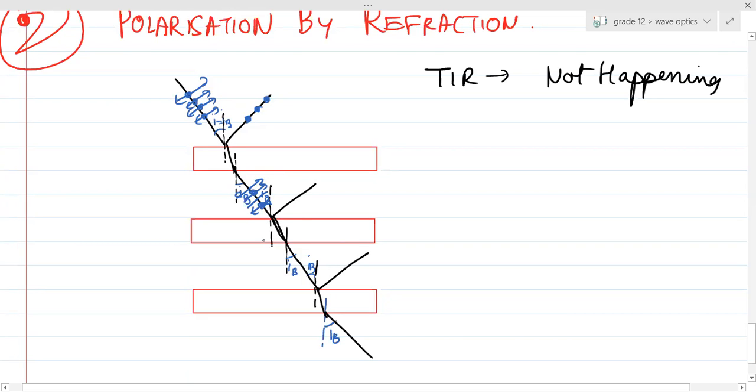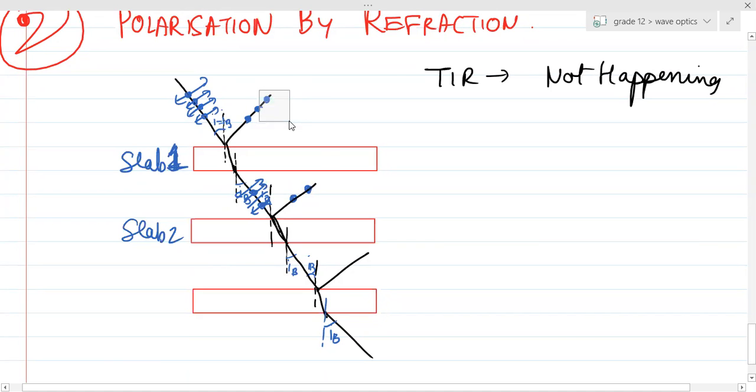I'll pass it through another glass slab which is placed parallel to all these things. So what happens is, the light incident on the second slab is not ordinary light, it's partially polarized light. Yes or no? So even if it is partially polarized, this thing will give away.